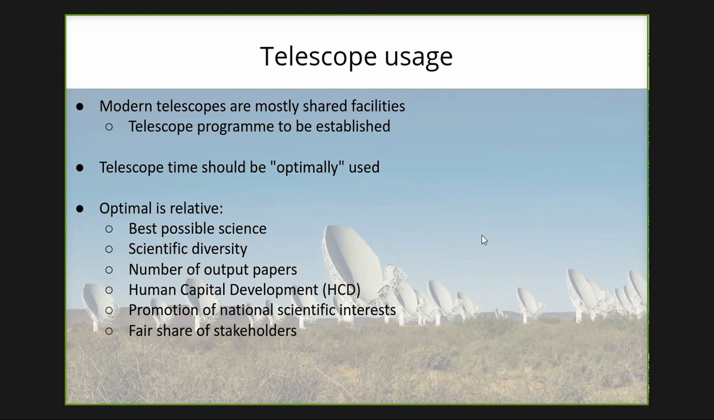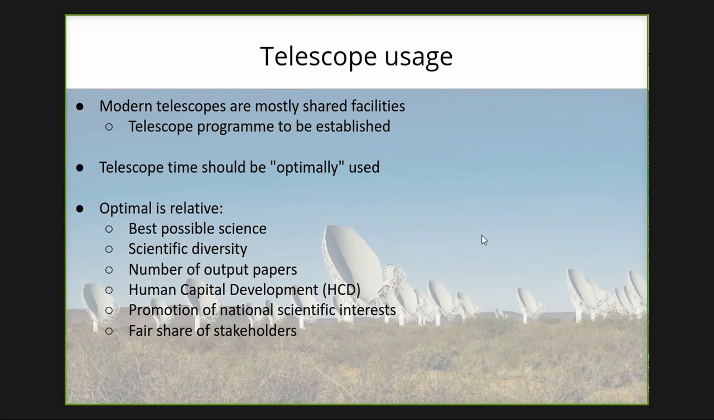Then, of course, the telescope has to be sold to the politicians. In the case of aliens, they will probably want us to observe the signal of the aliens all day long. But under normal circumstances, a measure that they are taking is the number of output papers, or the impact of the output, or the research that can be done on the telescope. Then there is human capital development.